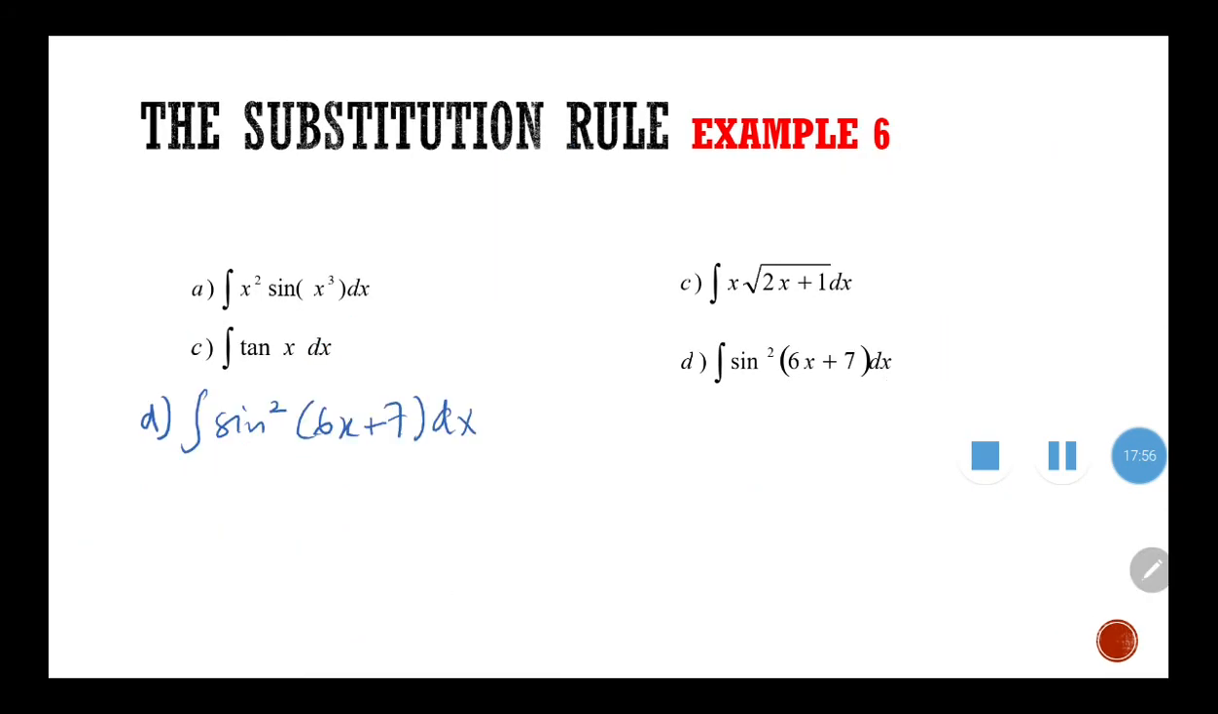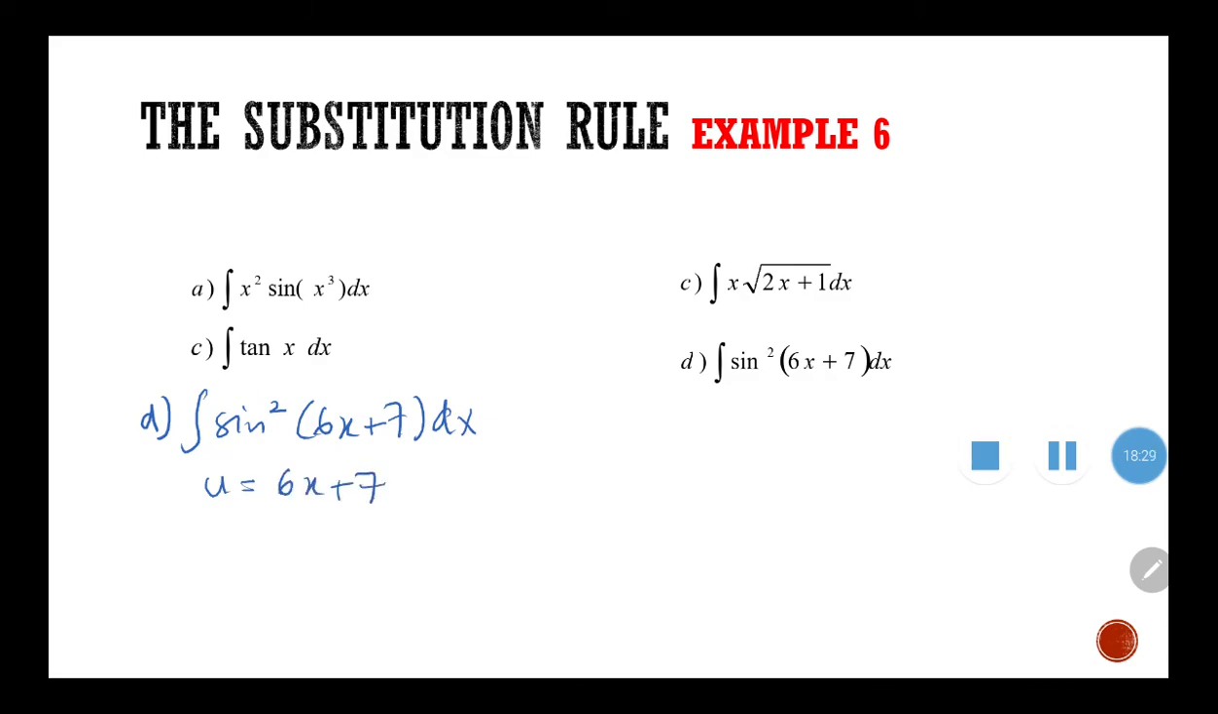Okay, so for D, it looks straightforward actually. We have sine square 6x plus 7 dx. If you look carefully at this question, how many functions do we have? It's only one function, right? Sine square 6x plus 7. But the function itself is not a direct function. It is a composite function, right? So for this case, it is easier if you let u equals 6x plus 7.